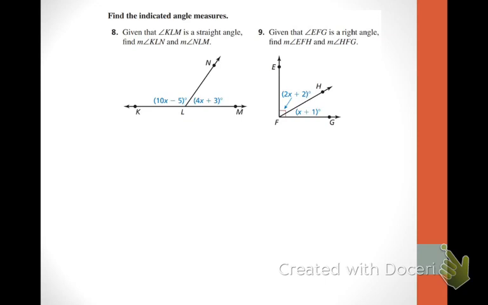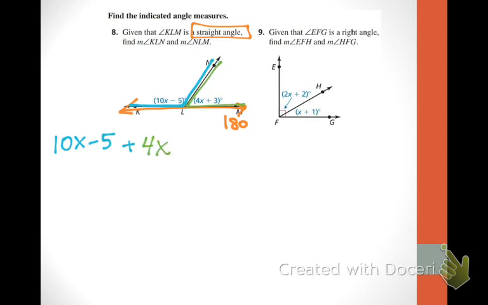Given that angle KLM is a straight angle, find the measure of KLN and the measure of NLM. So what is the measure of our outer angle? How do you know it's 180? Because it's a straight angle. Good. So it will be 180. So we're going to go ahead and add the 2 inner. So 10x minus 5 plus 4x plus 3. And they'll equal 180.